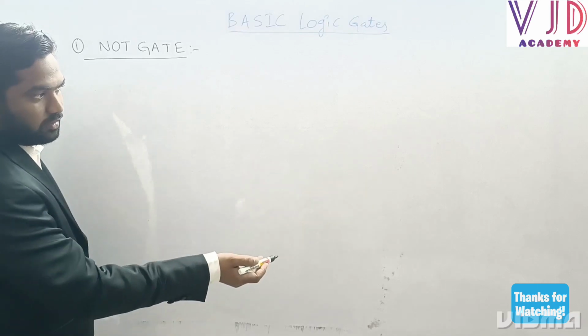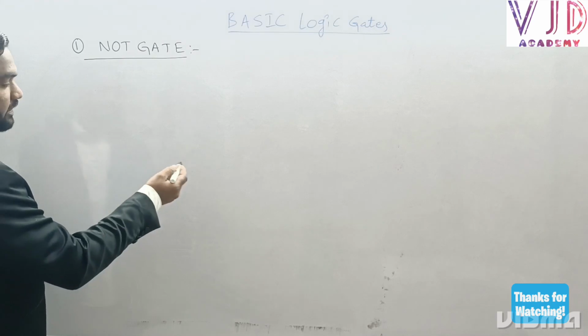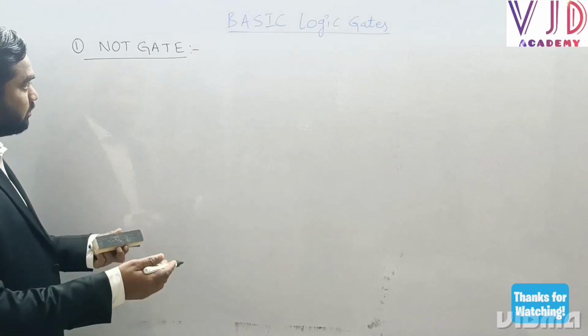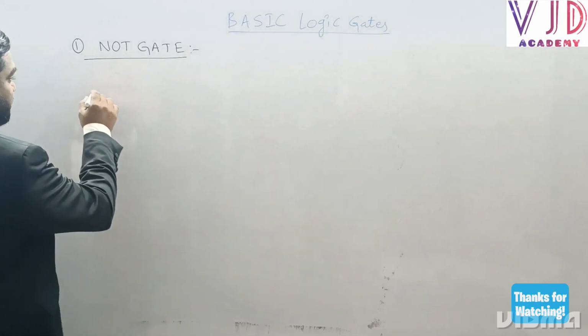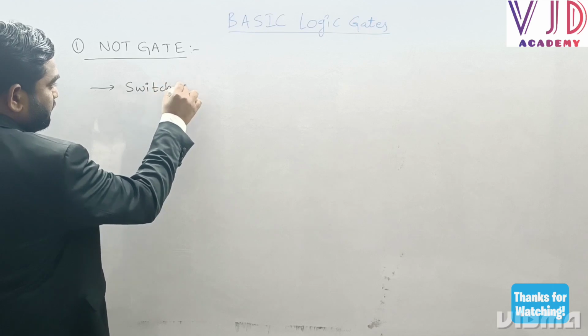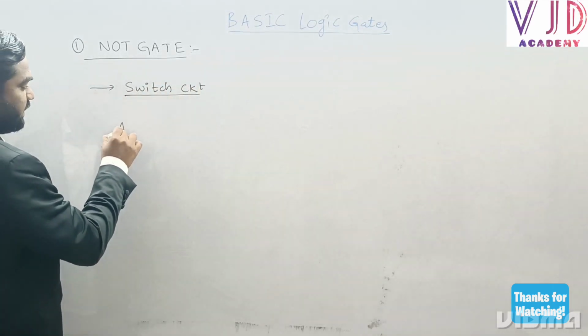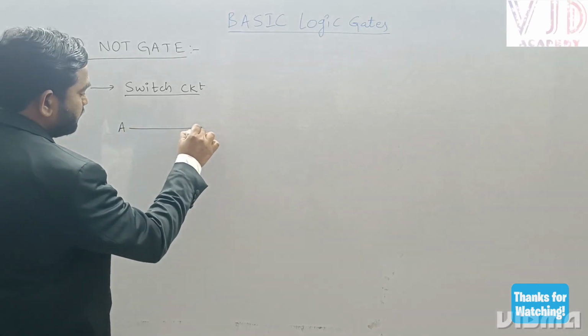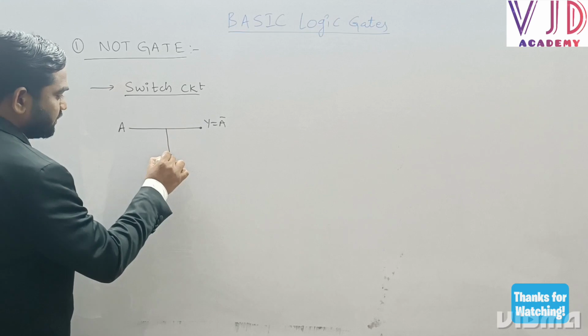After understanding all these things, let me explain one more thing: how a NOT gate connects as a transistor circuit, or as a switch circuit. Let us try to understand. This is a switch circuit. This is A, and Y equal to A bar is the output. Let me connect one switch here.